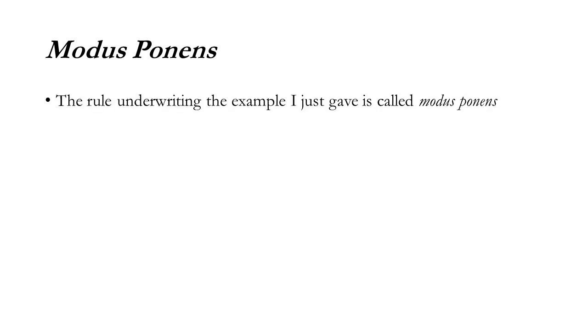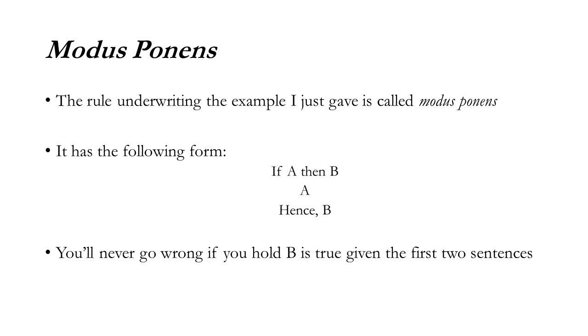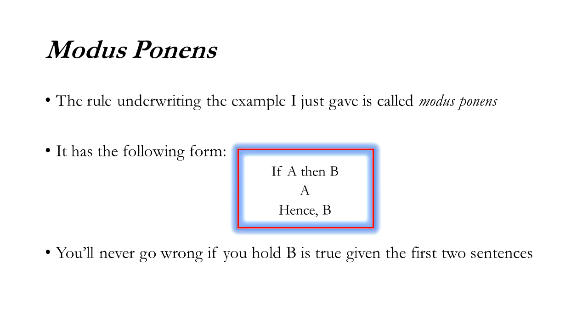The rule underwriting this, as I said, is called modus ponens, and it has this form. This is purely syntax, right? If A, then B. A. Therefore, B. You'll never go wrong if you hold that B is true given the first two sentences. There is not a counterexample to this. This is always true. Keep it in mind, right?